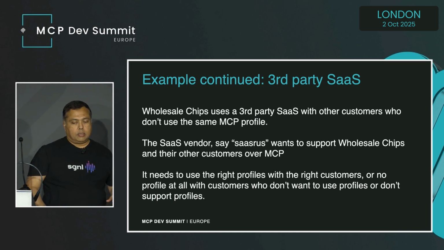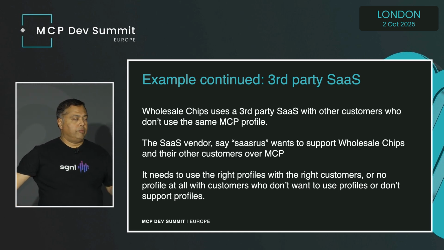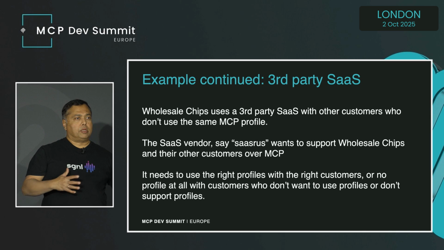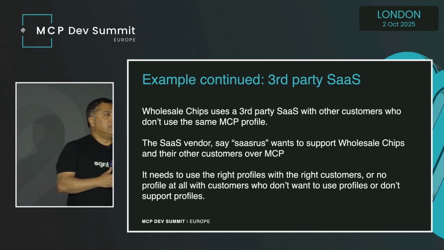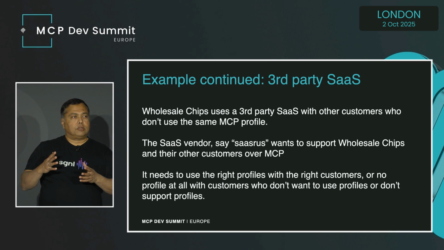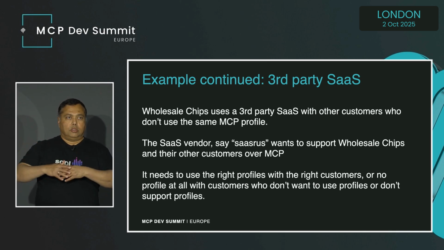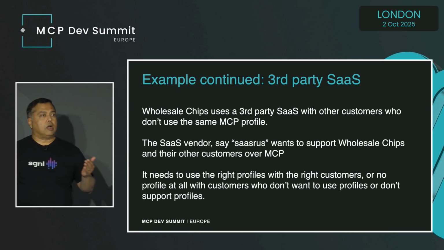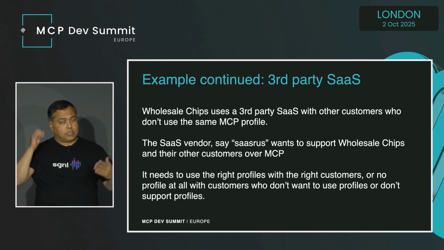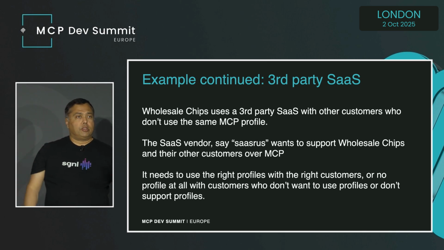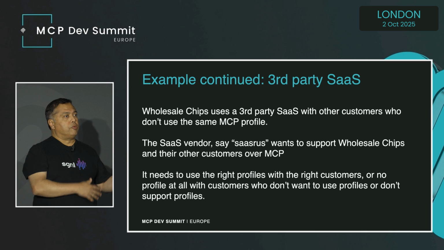So now let's take an example of how I showed you how a server would say, I'm going to support this wholesale chips profile because I'm an MCP server that is developed and is internal to wholesale chips. It's very simple, right? Now, what if I have a SaaS service that is actually shared across a number of enterprises? How can I support a custom profile defined by one of my tenants? So the SaaS service has to make a choice whether or not they will support that profile from wholesale chips.